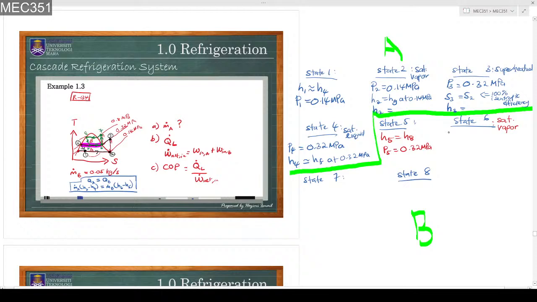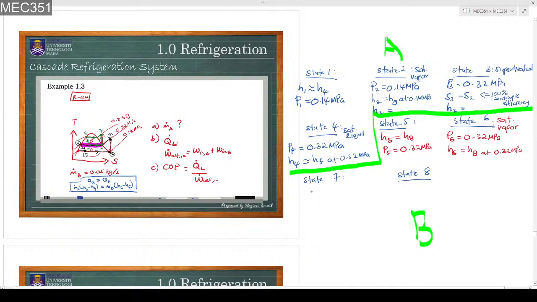Okay. So P6 is still 0.32 MPa. And then H6, you can get the value directly from the Hg at 0.32 MPa. Then finally we'll get the H6, because our objective is to get the value of enthalpy, and then from the value of enthalpy we will use our formula here to get the MA, QL, work net, and COP.